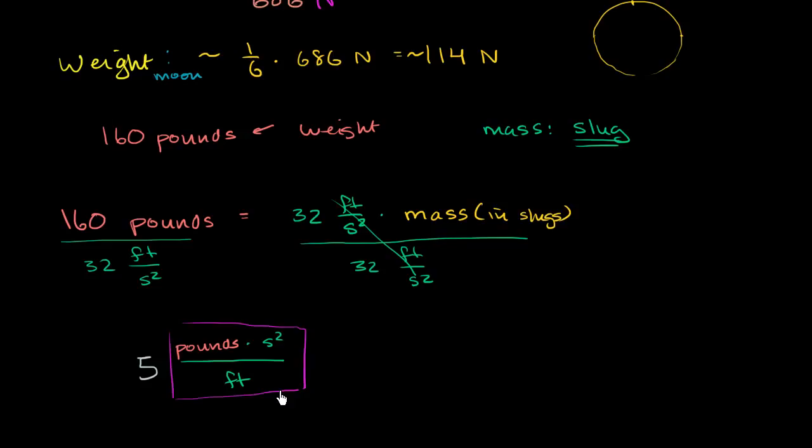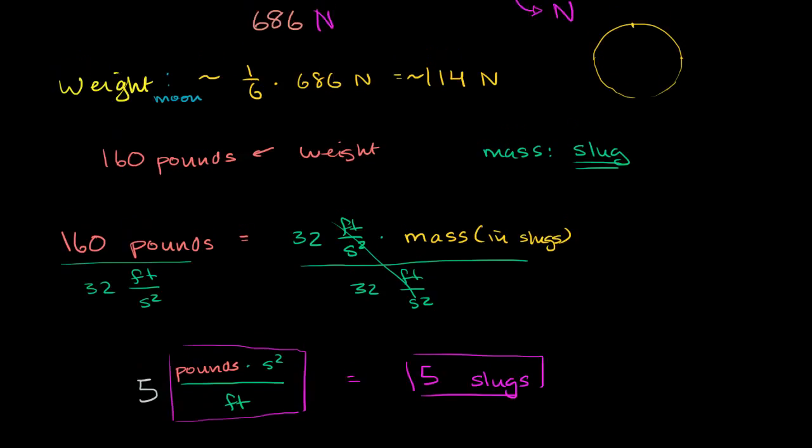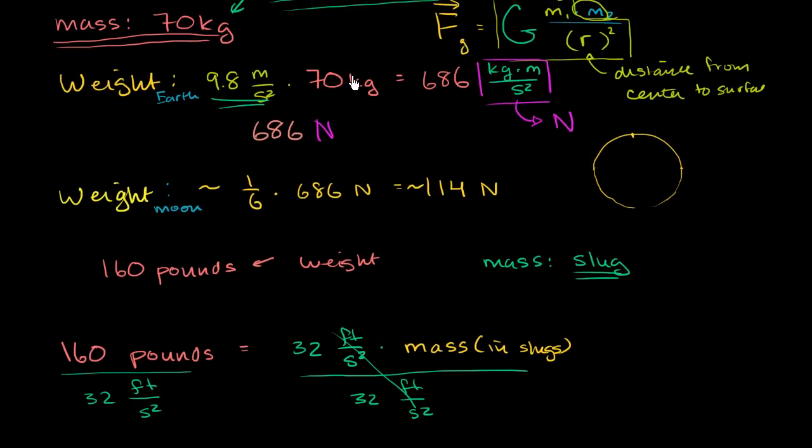So if I weigh 160 pounds, my mass is going to be equal to 5 slugs. If my mass is 70 kilograms, my weight is 686 newtons. So hopefully that clarifies things a little bit.